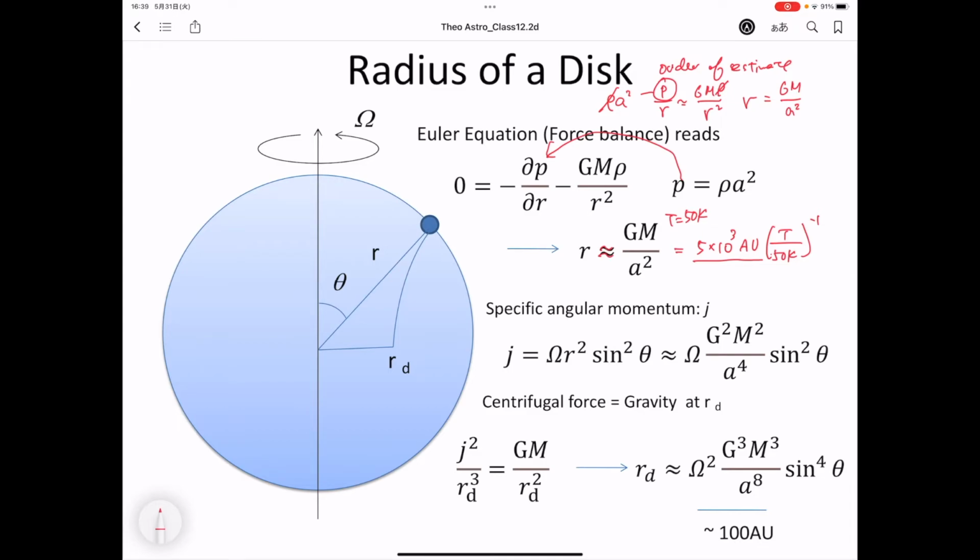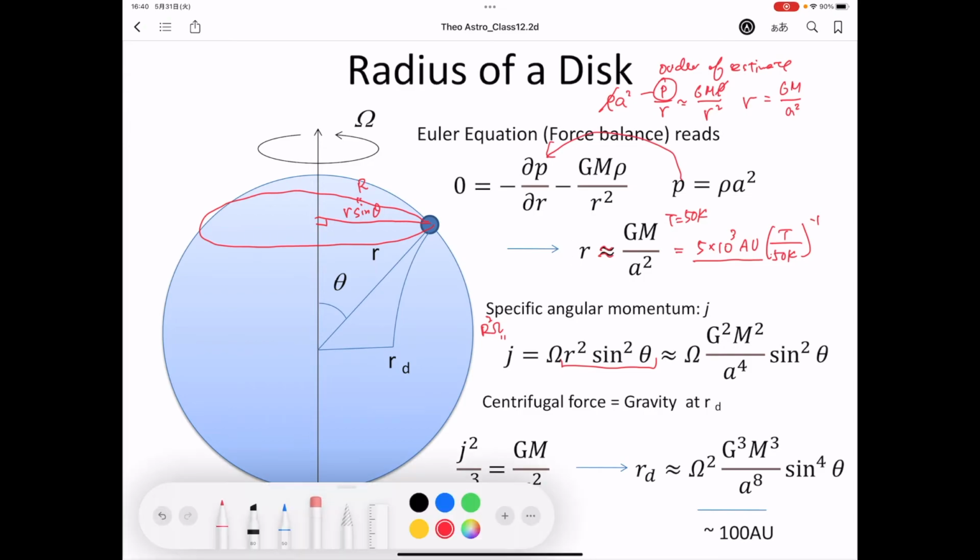Then we'd like to estimate the specific angular momentum. If you draw the vertical line to the rotation axis, this length becomes r sine theta. So this particle is making a circular motion around this axis. The specific angular momentum is expressed as the radius times the velocity. The velocity is given by the radius times the angular velocity. So radius squared omega. That's the specific angular momentum. R squared omega. This is capital R. So we can substitute. The specific angular momentum is expressed as omega r squared sine squared theta.